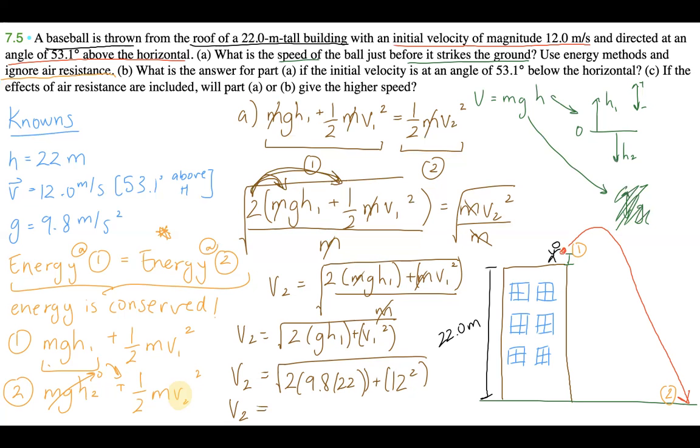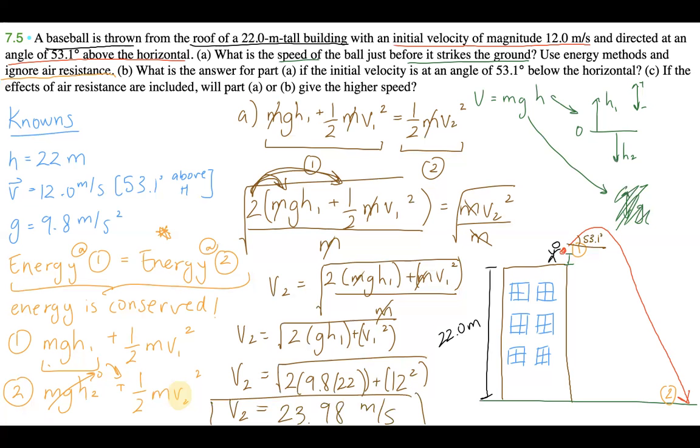So 9.8 times 2 times 22 plus 144, square root that, and I'm getting 23.98 meters per second. That is our V2. Okay, 23.98 meters per second. So that's our V2. I'm just going to go ahead and write down 53.1 degrees. Okay, because that's above horizontal. Perfect. So that's our answer for part A.